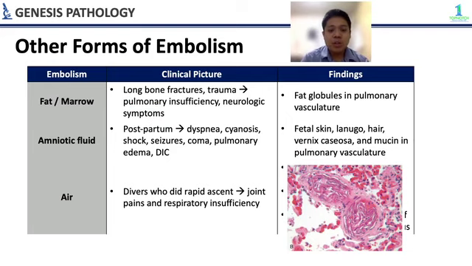Sometimes in mothers who are postpartum who develop sudden dyspnea, they become cyanotic, go into shock, have seizures, and then develop coma or DIC, it is because of amniotic fluid embolism. The findings are fetal skin, lanugo, hair, vernix caseosa, mucin, and fetal squamous cells in the pulmonary vasculature.